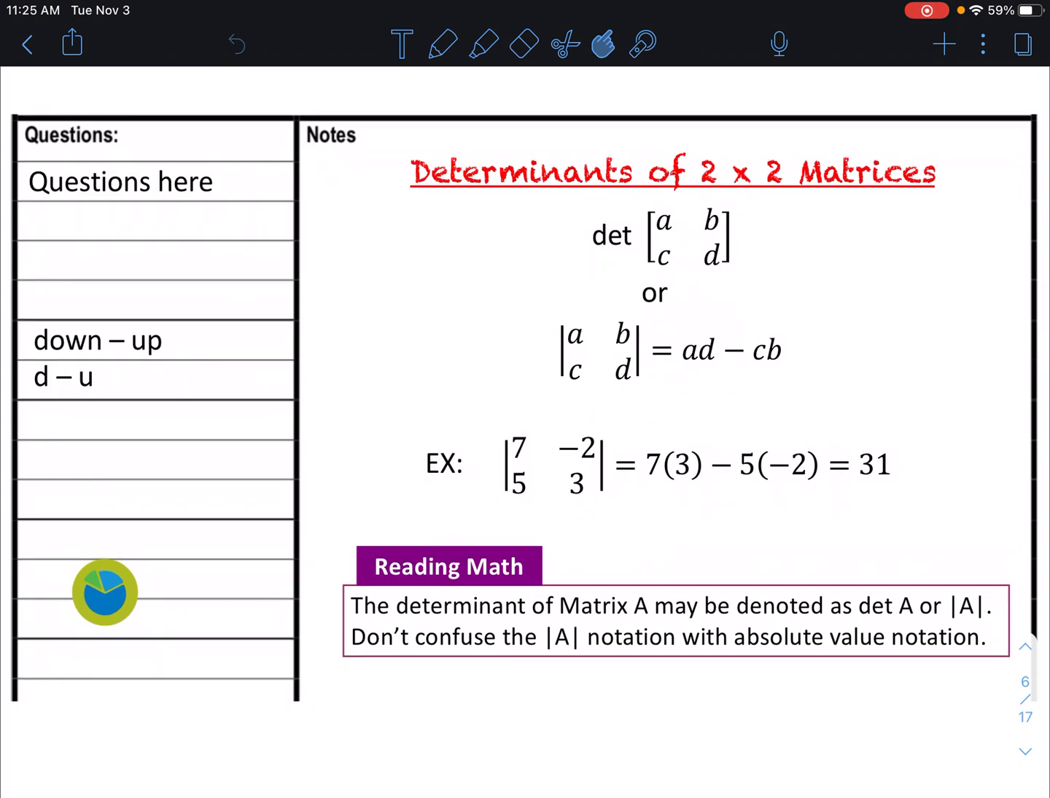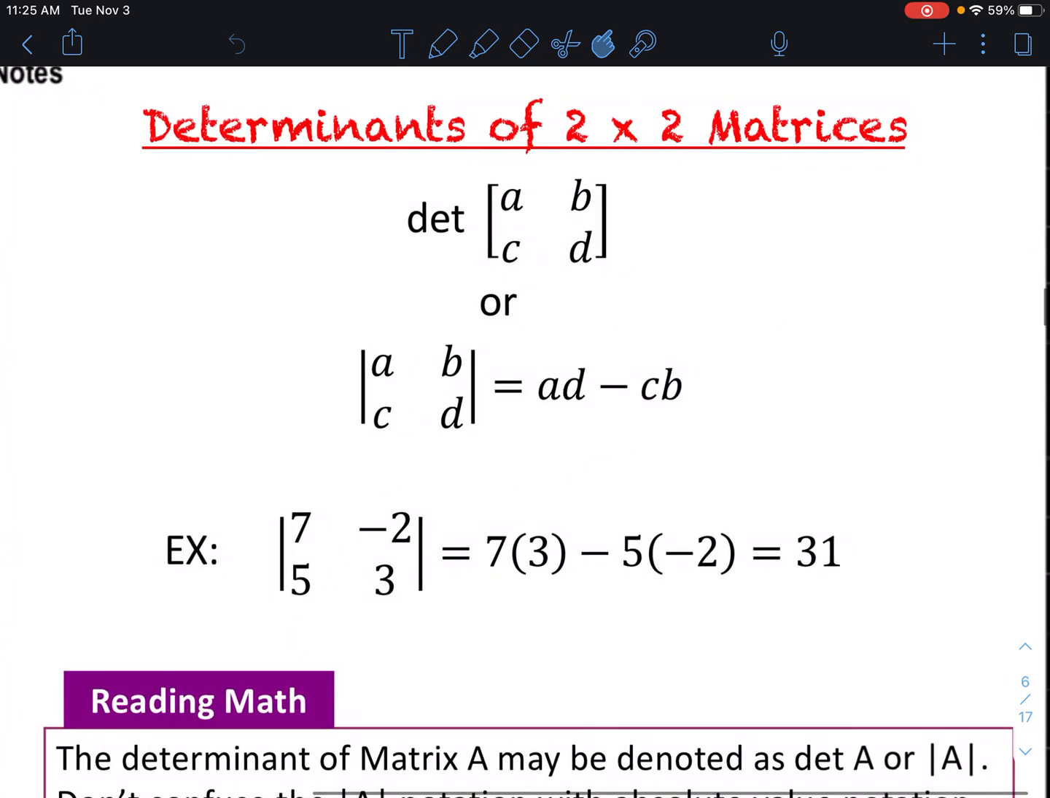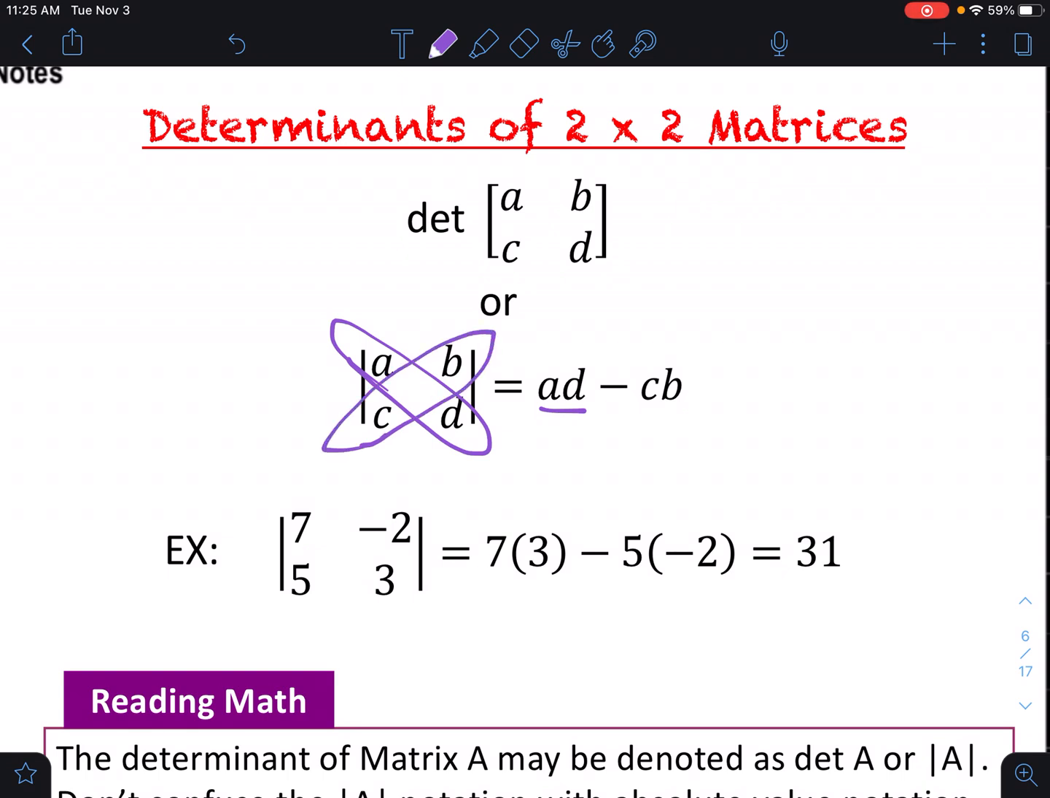Okay, so determinants of 2x2 matrices. Let's talk about this a little bit. To find a determinant, we would put the abbreviation DET in front of it, or you might also see these brackets around it. They look like the absolute value. Don't confuse it with that. It's not that. I put a note here at the bottom of the page. To find the determinant, you multiply these two numbers on the down diagonal, and you write it here. And then you multiply these two numbers on the up diagonal, C times B, and you write it here, and then you subtract them.